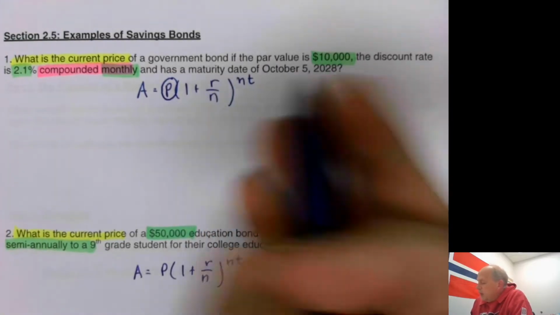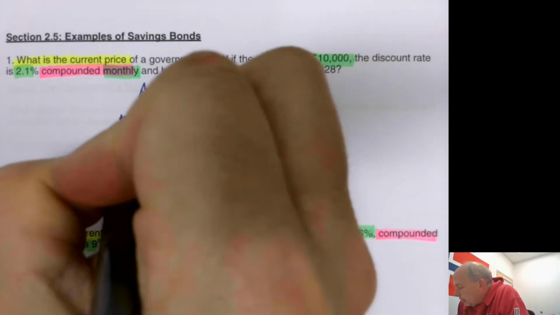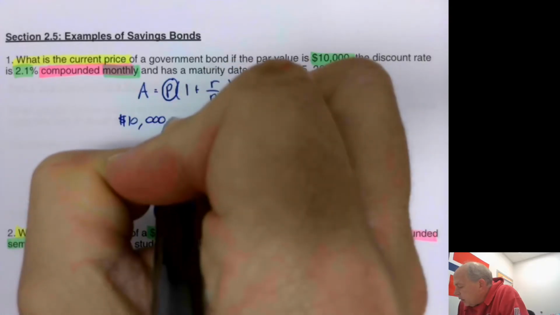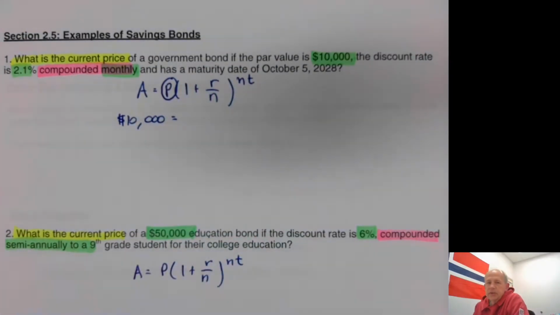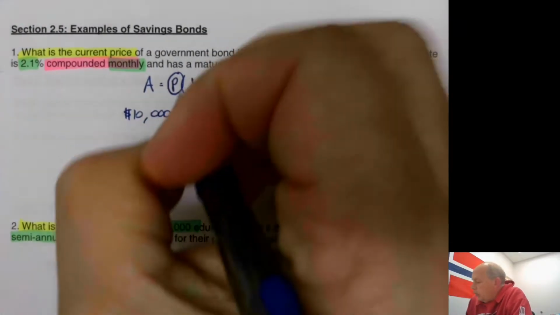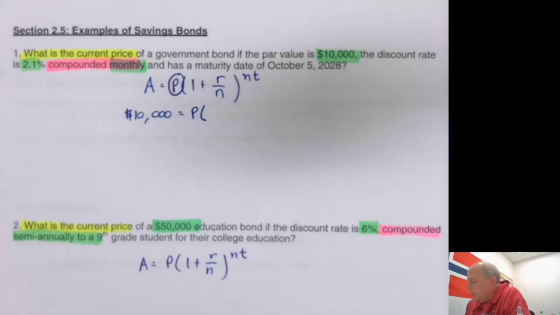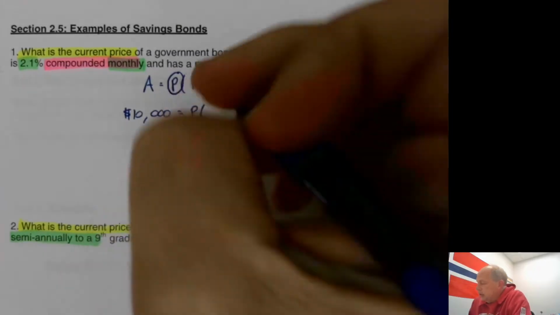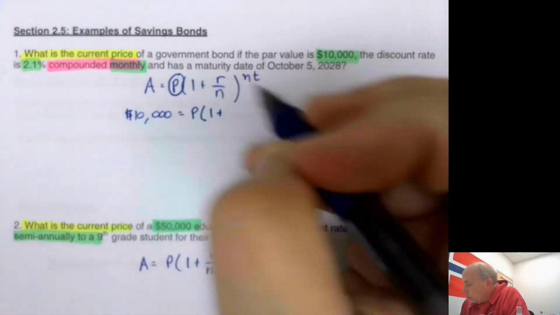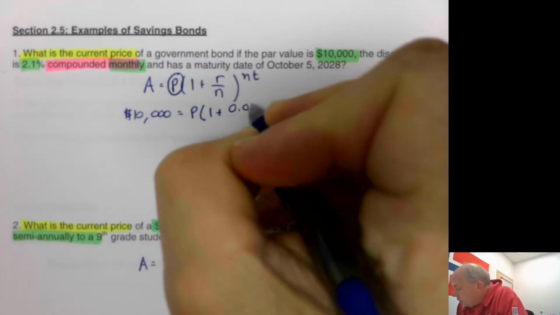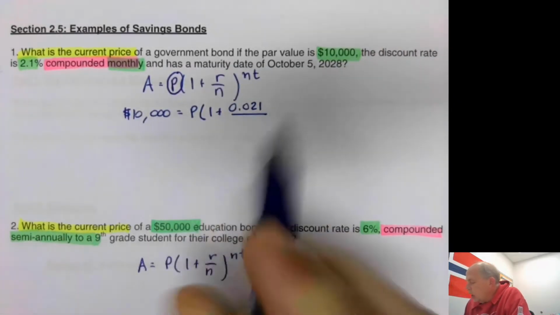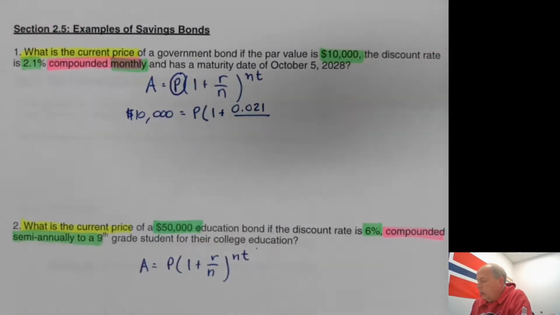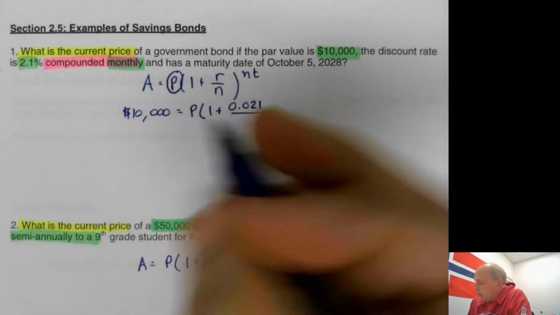If a government bond has a par value, or a future value, of $10,000. That's what this bond is going to grow into in the future. We have to pay a certain amount for it today under these conditions. So we have an interest rate of 2.1% or 0.021, always change that to a decimal.